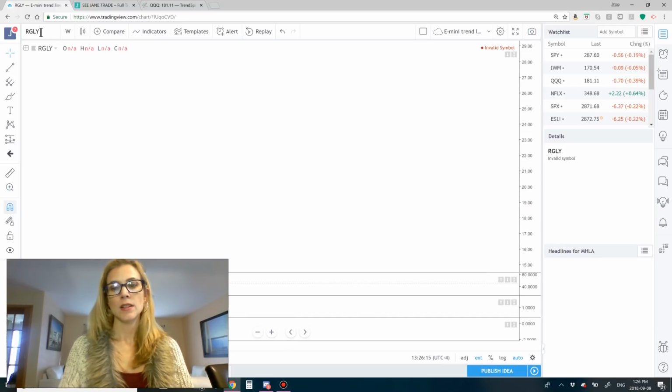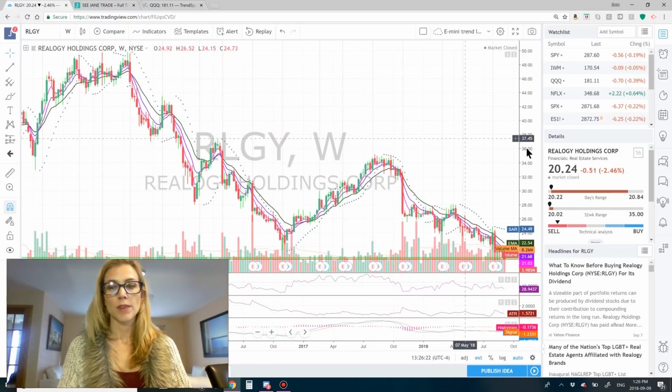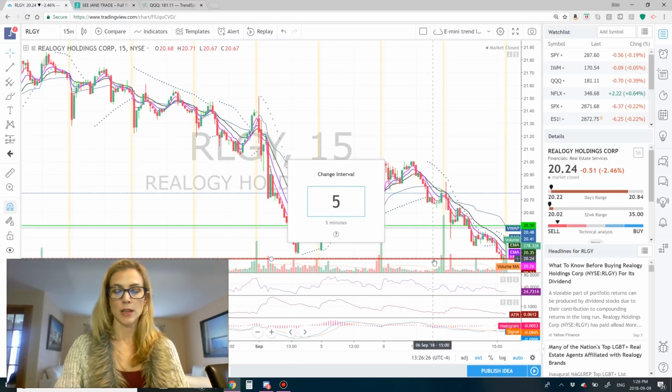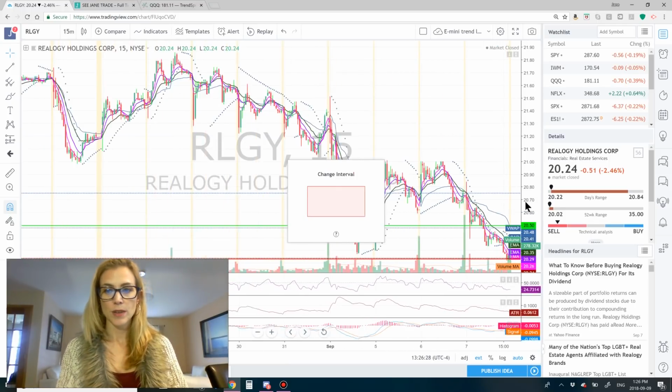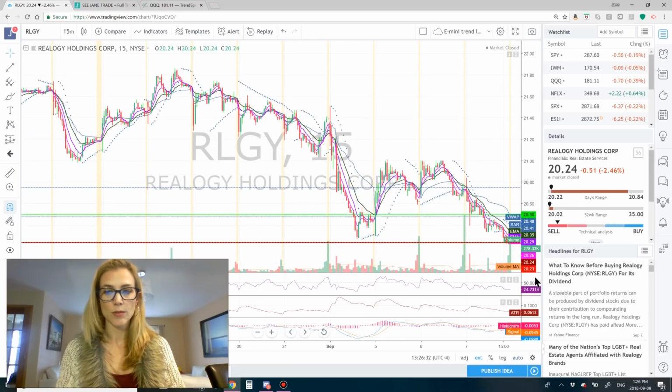RLGY as well. Excuse me, I mistyped it. RLGY, Realogy Holdings. We'll go to our 15-minute chart. And we have a support of 20.50 and a resistance of 20.23.